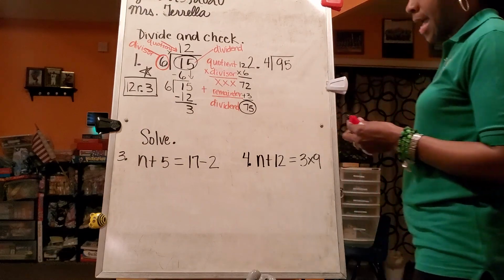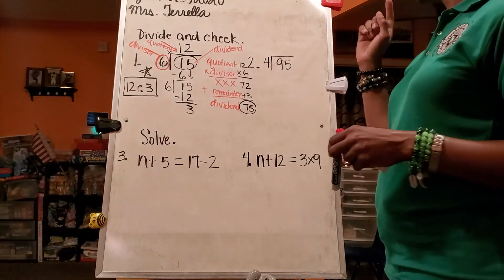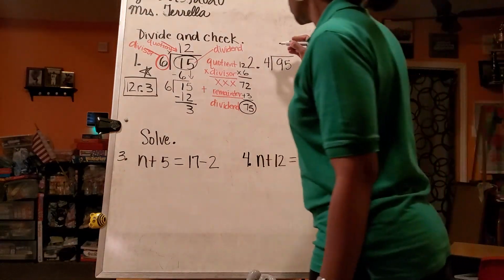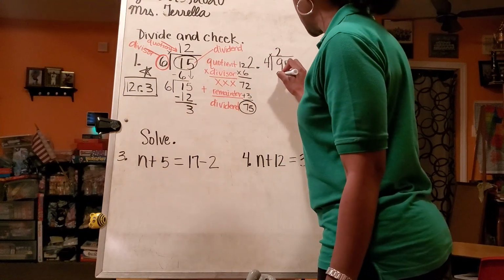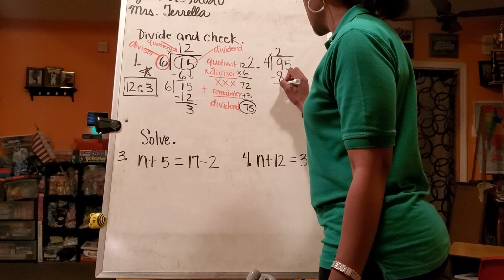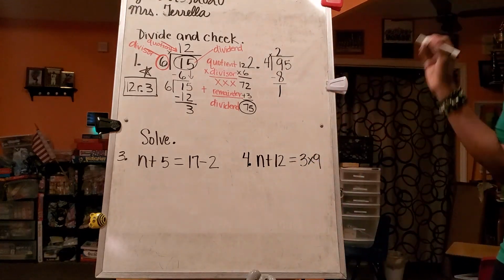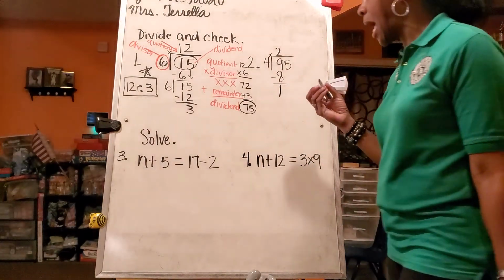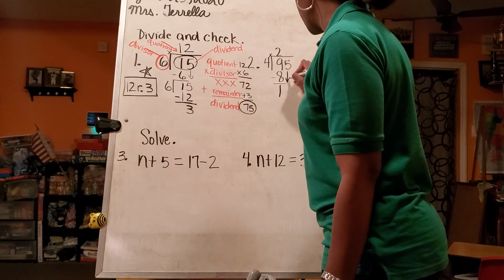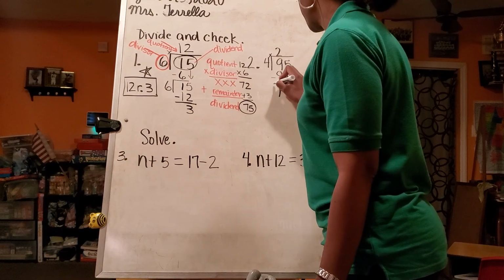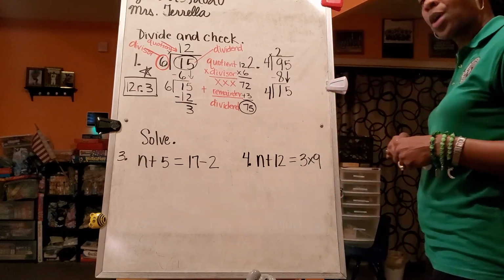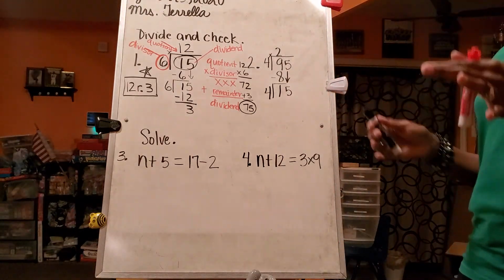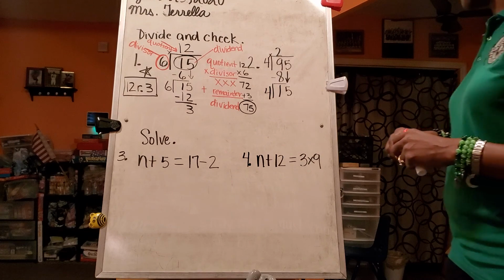4 goes into 9. I know 4 times 2 is 8, so I'm going to use 2. 2 times 4 is 8. Subtract, I have 1. There's still another number, so I can't stop. I have to bring him down. Every time I bring down, I put it in a house because I want to make sure that I recognize that he's there.